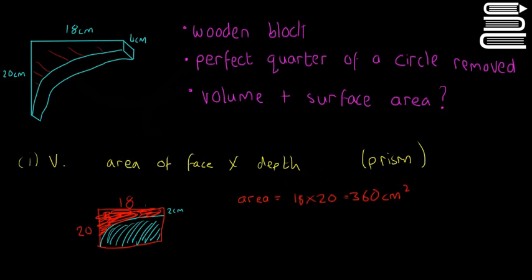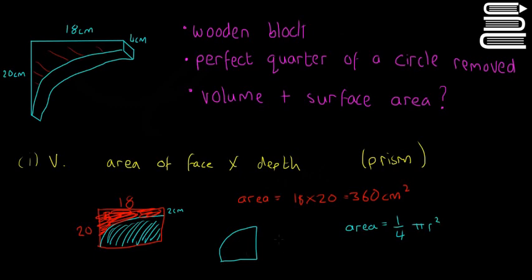So how am I going to get this blue area here? We need to find the area of this quarter of a circle. The formula for that area is 1/4 multiplied by pi r squared. Pi r squared is the area of an entire circle, so 1/4 of that area is going to be the area of a quarter circle.